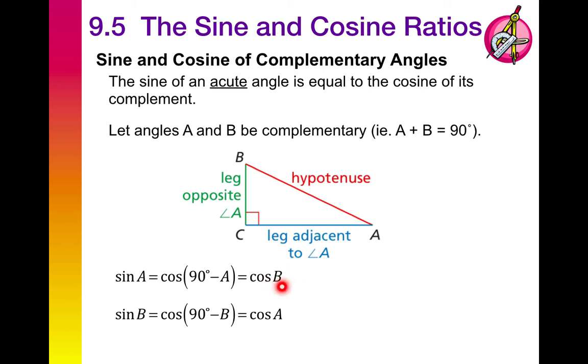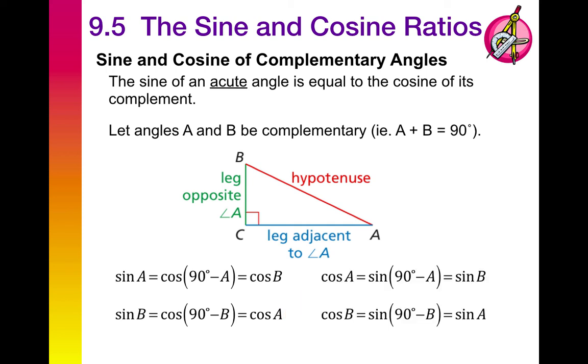That's what we just found out a little while ago, that these numbers are actually the same numbers. And the same thing here. The sine of B is equal to the cosine of the complement of B, or the angle A. So the sine and cosine complements. The same thing can be said for the cosine. The cosine of A is the sine of the complement of A, or the sine of B. And the same thing with the cosine of B is equal to the sine of A.